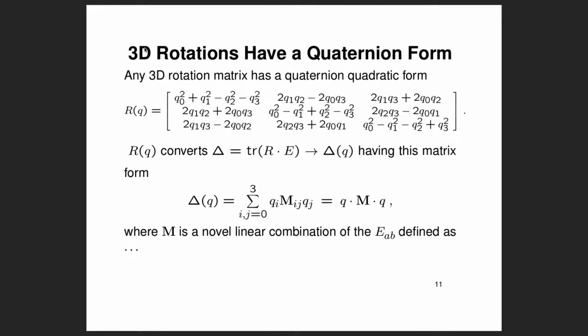So one can construct a bilinear product of quadratic form and quaternions that produces the rotation matrix. If you replace R of Q in the trace of R dot E by this matrix, you can simply pull out a column of quaternions on the left and a column of quaternions on the right. So it translates the trace into a quadratic form, and the maximum eigenvalue of this, since Q dot Q is equal to 1, is the maximum possible value of this measure.